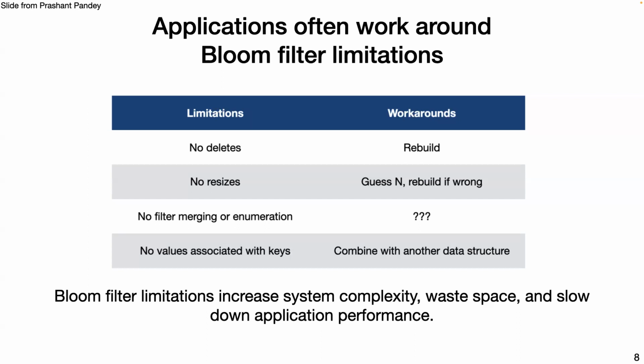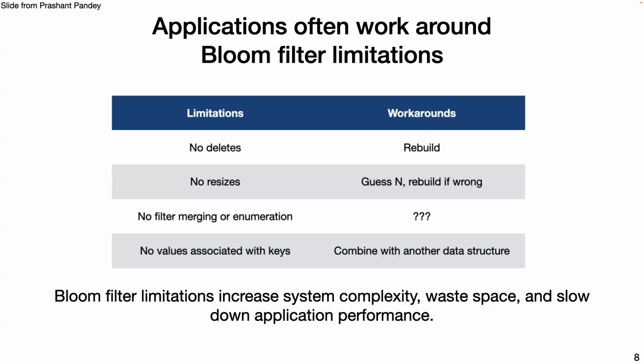Another main limitation is that you don't have merging or enumeration. Merging is when you have two filters and you want a third filter with everything that was in the two source filters. But there's no correct way to do that with a Bloom filter, because the hash functions may have been different in the two, or they may be different sizes. And also you cannot get back either the hashes or the elements or anything.